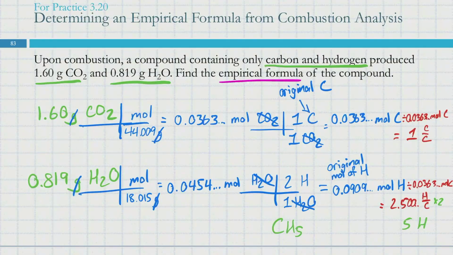What did we not do? We did not multiply the other one. C2H5. And that's more reasonable. Questions?